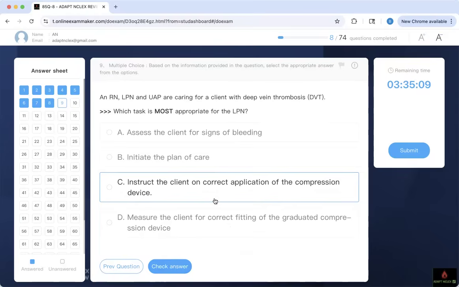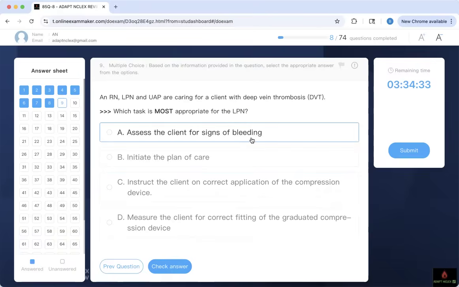Which task is most appropriate for the LPN? LPN, most. That's all. RN, LPN, UAP are caring for a client with DVT, deep vein thrombosis. Everybody stays in their lane. When all three are there, UAP does what he does, RN will do what she can do, and LPN too. Nobody crosses over, even though the RN can take vitals, or the LPN can take vitals. When all three are there, when there are specific vitals, UAP can do that. Therefore, this question is for the LPN.